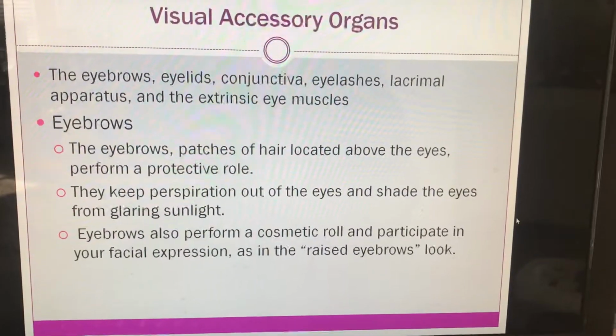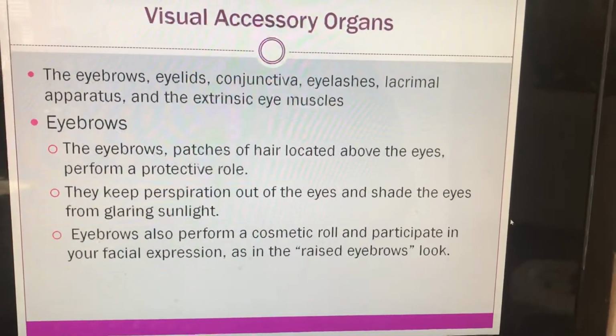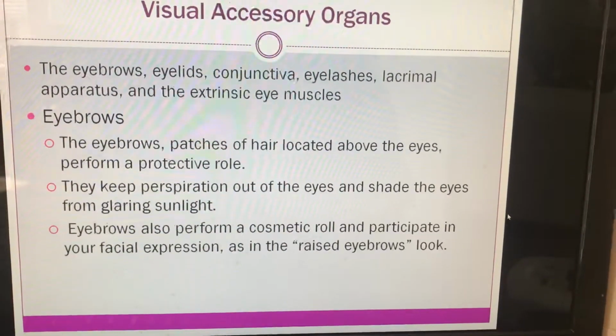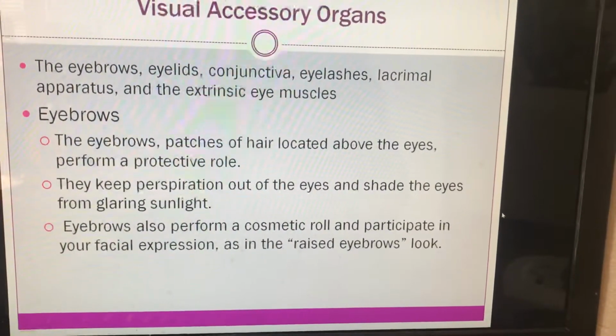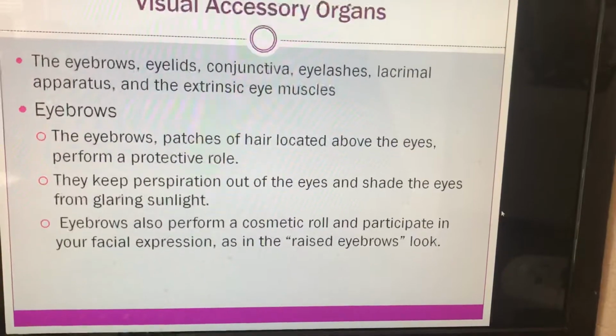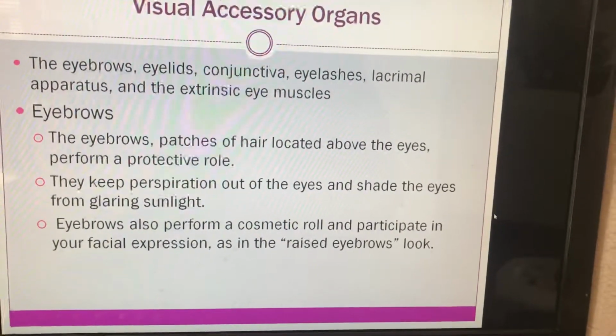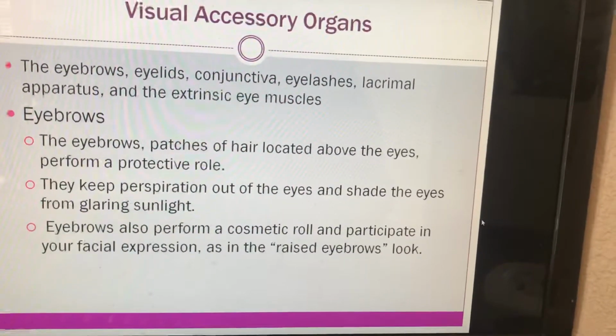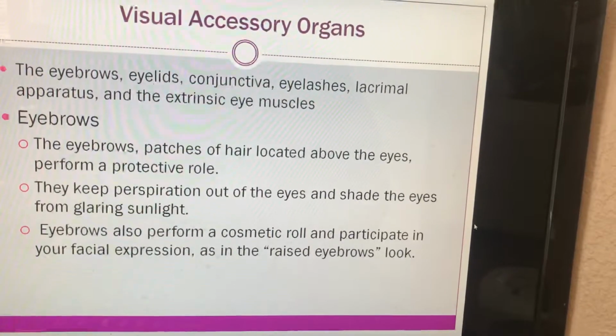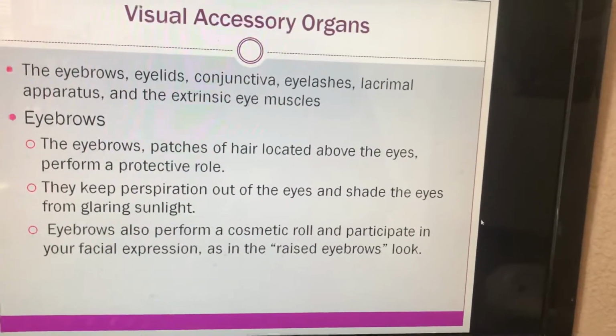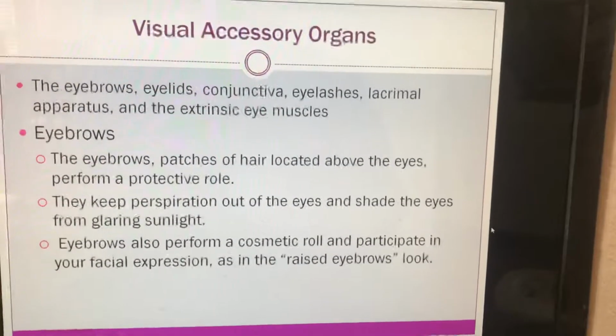So for your eyebrows, they serve a protective role. They keep perspiration, so they keep sweat out of your eyes, and they shade the eyes from glaring sunlight. And they also perform a cosmetic role and participate in your facial expression. So that's going to give the raised eyebrows look.